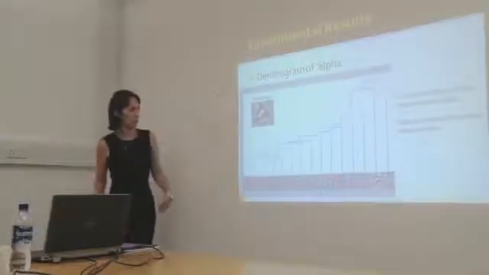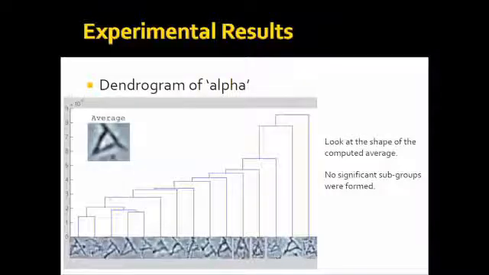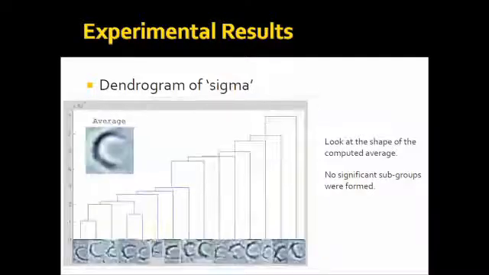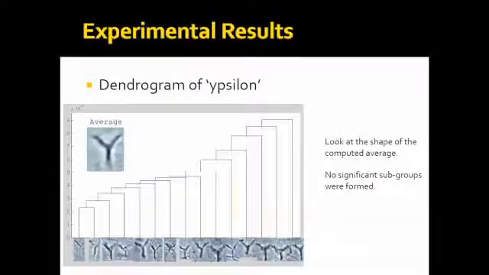And you can see the same with the alphas. Like I say, we don't have any significant subgroups. Again, the computer indicates that the lettering technique, the letters look very much alike. The same with the sigma. Again, darker here, a gray area here and here. And the same with the epsilon.